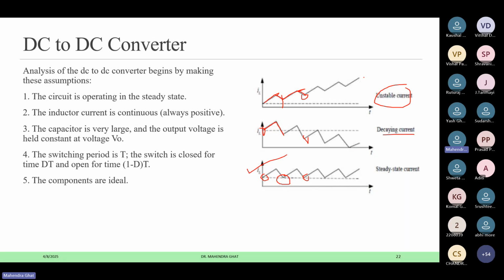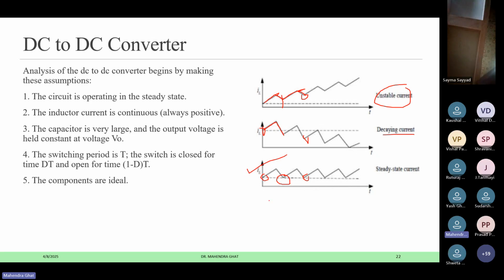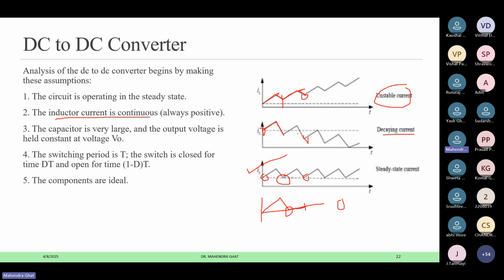If we see here, the current is shown as always positive in all three cases. But is it possible that the inductor current can go to zero? If I start from zero and turn off, and the second turn off is at this instant, then from this instant to this instant you will not have current, because it has already reached zero. So this state also exists, but in our derivation we will consider the inductor current to be continuous.